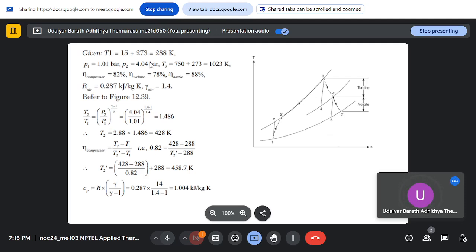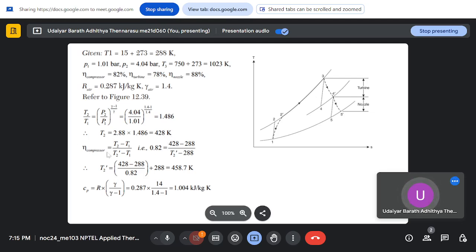So what is known? T1 is 288 Kelvin and P1 is 1.01 bar. P2 is 4.04 bar, which is given, so the compression ratio is 4. T3, the inlet to the turbine, is 750 degrees Celsius, so 1023 Kelvin, and the compressor, turbine and nozzle efficiencies are given. Referring to this figure, assuming the compression is an isentropic process, T2 by T1 equals P2 by P1 raised to the power gamma minus 1 by gamma. Substituting that, T2 by T1 will be 1.486. With that I can estimate the temperature at the exit of the compressor, which is 428 Kelvin.